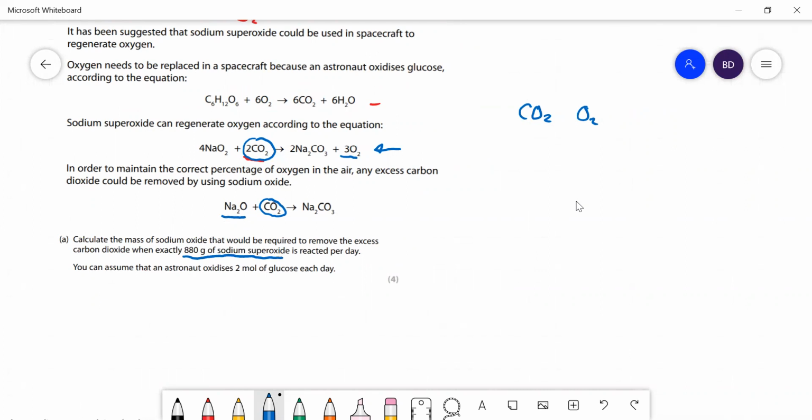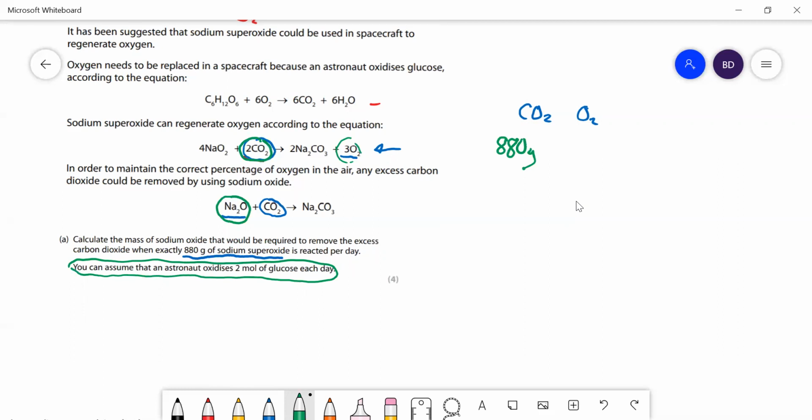You can assume that the astronaut oxidizes 2 moles of glucose a day. Now that wouldn't appear in a real paper because you don't need to know that, and that's just confusing. You don't need to know that information. That just sets you off down the wrong track, so ignore that. Right, so what we're going to say is we've got 880 grams of superoxide. Yeah, that is going to make us a certain amount of oxygen and use up not quite enough carbon dioxide, so then we need a bit of extra of this to use up the extra carbon dioxide. Right, so how are we going to go about that then?